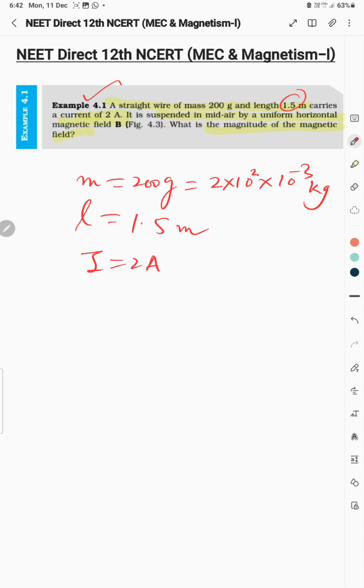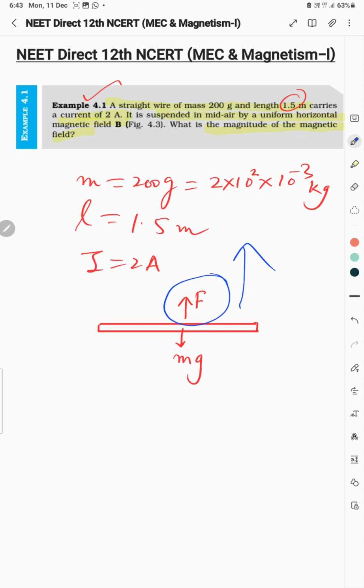Well, the idea is quite simple. There is a rod, and below this rod a magnetic field is applied. That magnetic field is being applied to support its weight. That is, because of the magnetic field, an upward force acts on it, and its weight is acting downwards. If the two are equal, only then it can be supported in mid-air, as stated here. You have to find the value of the magnetic field that's being applied here.